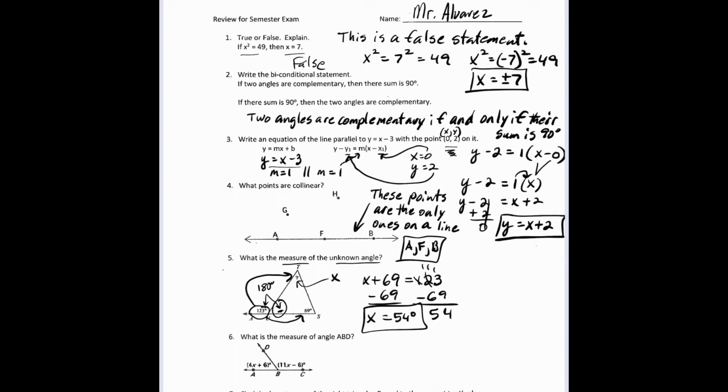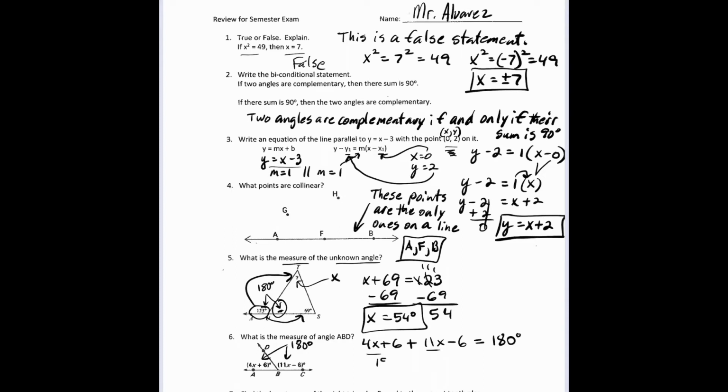Okay, next problem. What is the measure of angle ABD? Now these two angles are supplementary, that one and that one, because it's part of a straight angle. So they add up to 180 degrees. So what you can do is set them both, 4x plus 6 plus 11x minus 6 equal to 180 degrees.